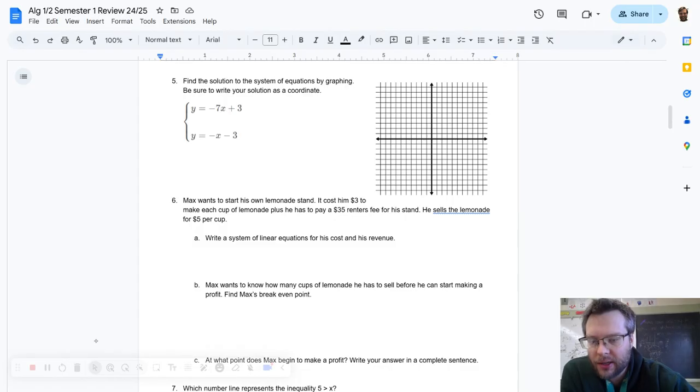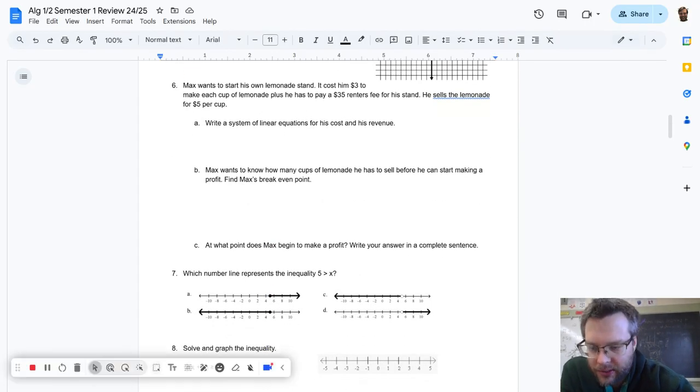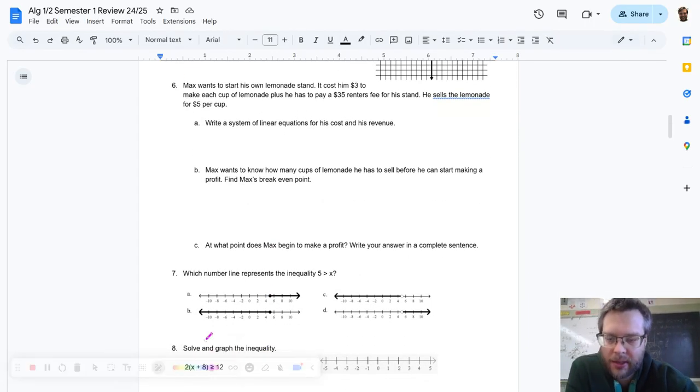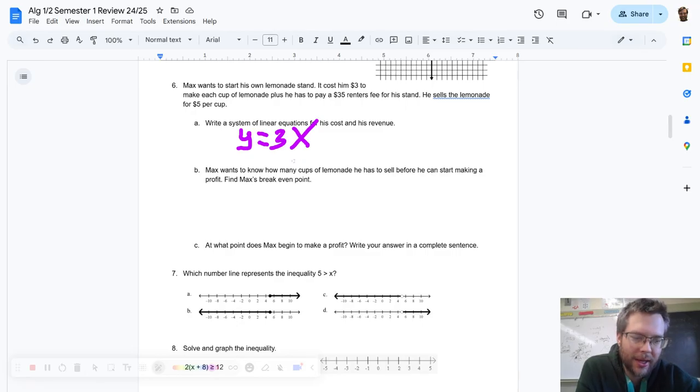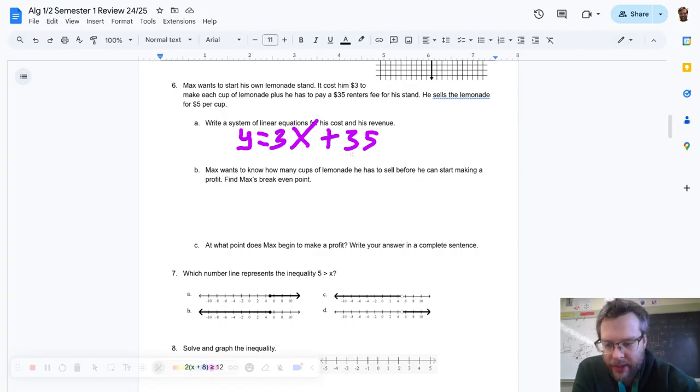All right, scooting on down. Max wants to start his own lemonade stand. Costs him $3 to make a cup and $35 renter's fee. So that sounds like his cost is $3 per cup. So I go 3 times x because it's not just $3 total, it's $3 times however many cups he makes. Plus, it costs him $35. That's his total cost.